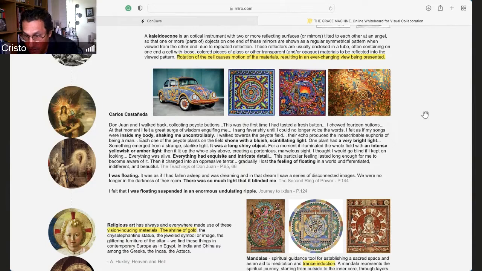One plant had a very bright light. Something emerged from a strange star-like light. It was a long, shiny object. For a moment, it illuminated the whole field with an intense yellowish or amber light. Then it lit up the whole sky above, creating a portentous, marvelous sight. I thought I would go blind if I kept on looking. Everything was alive. Everything had exquisite and intricate detail. This particular feeling lasted long enough for me to become aware of it. Then it changed into oppressive terror. Gradually, I lost the feeling of floating in a world undifferentiated, indifferent, and beautiful. I was floating. It was as if I had fallen asleep and was dreaming. And in that dream, I saw a series of disconnected images. We were no longer in the darkness of the room. There was so much light that it blinded me.